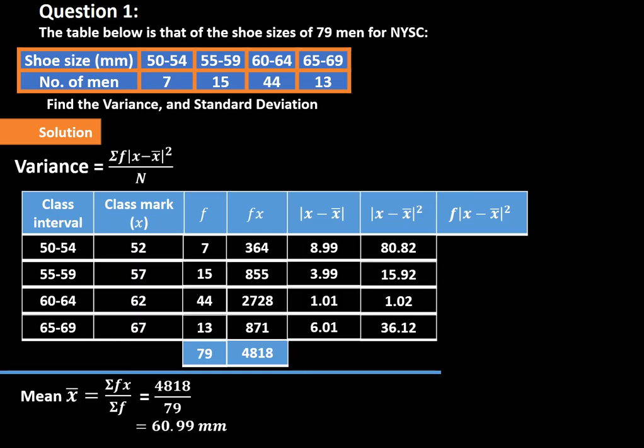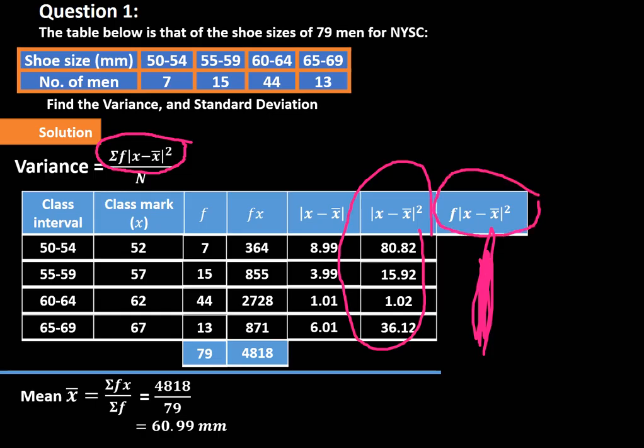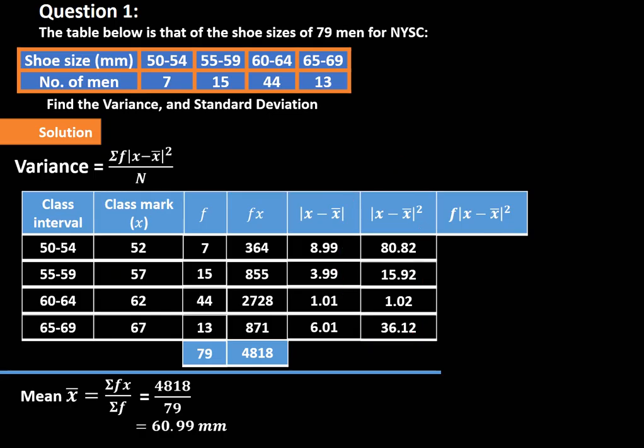But I don't need the sum of this part. I don't need the sum of this column. Nope, this is the column I need, this one. Because variance itself is summation f into bracket x minus x bar squared, and that is what we have here. We need to find each of the values in this column, then we add them together. That's the meaning. So that's what I'm going to do in a moment right now.